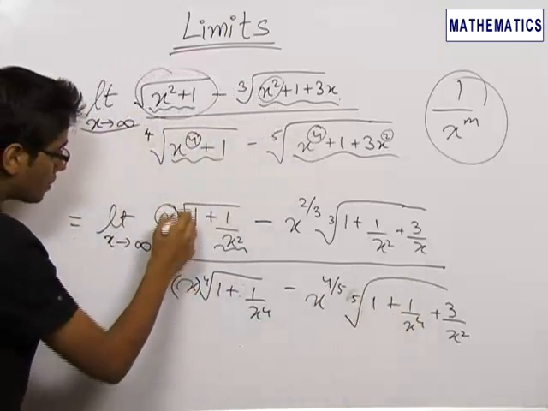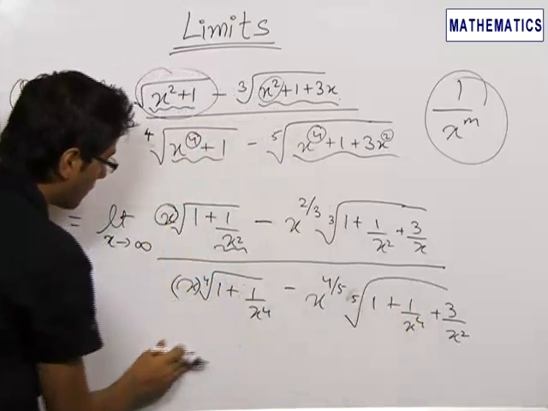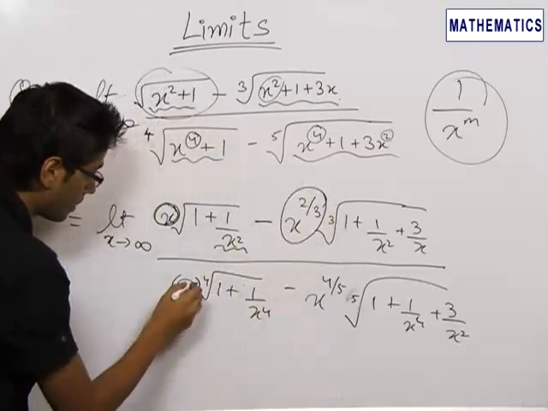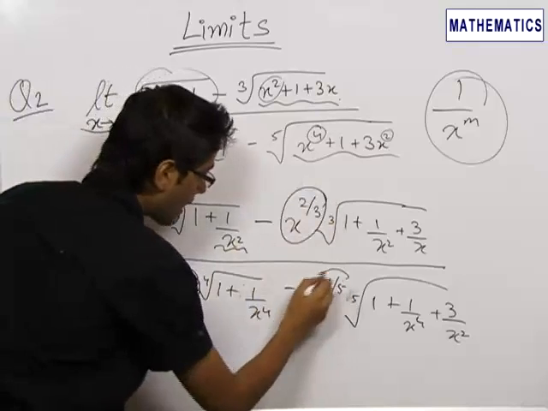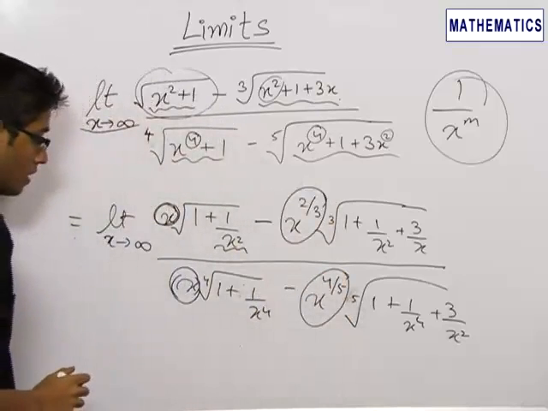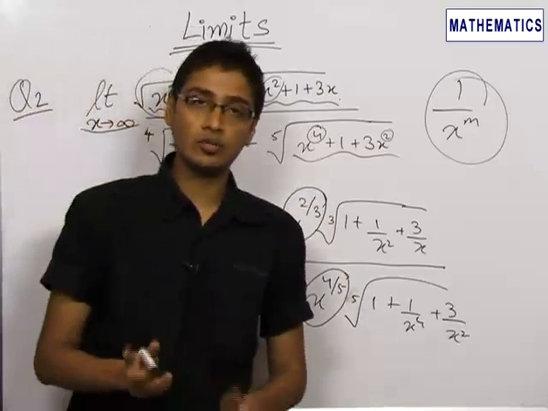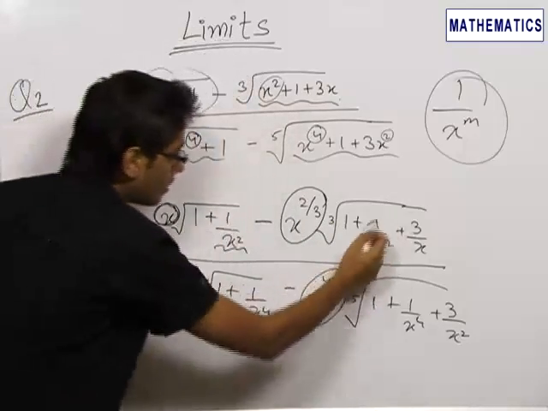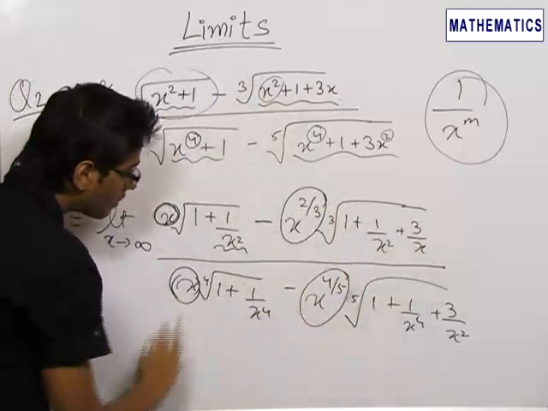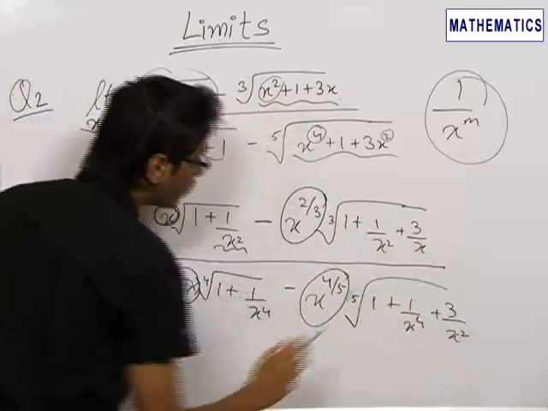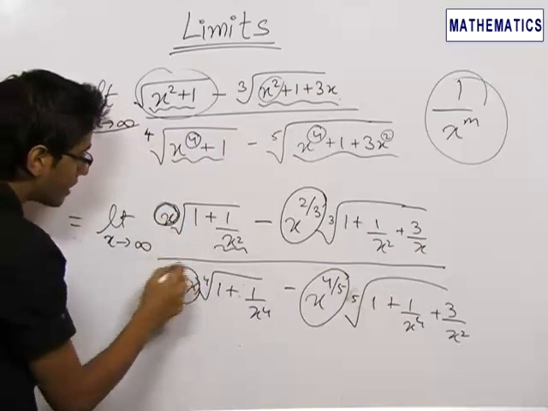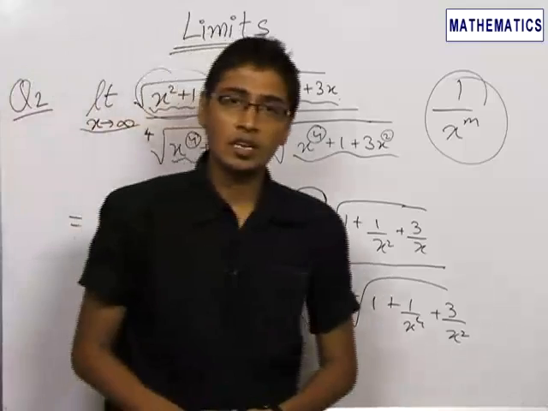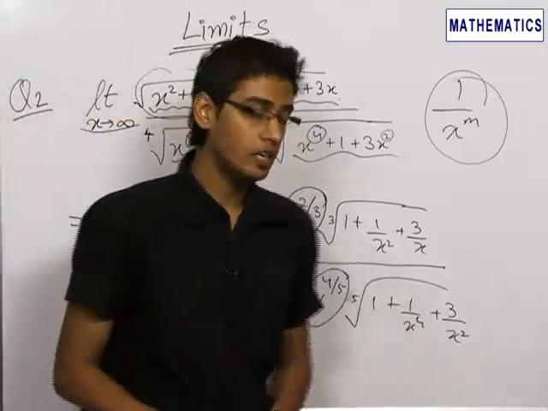Now we see the terms which are outside the square root, cube root, etc. They are x, x power 2 by 3, x, and x power 4 by 5. Now we can't directly put x equal to infinity. We know these terms will get equal to 0, this will get equal to 0 and this will get equal to 0, but there are terms of x power 2 by 3, x power 4 by 5 which will create a problem. So we can't directly put x equals infinity.